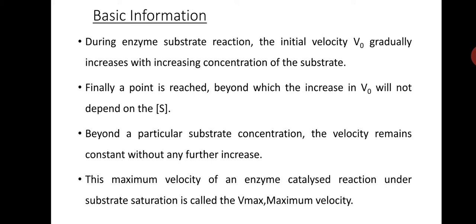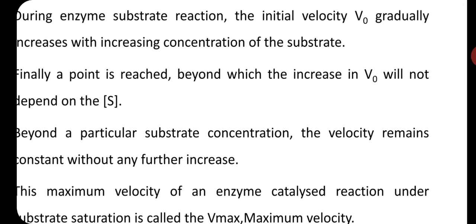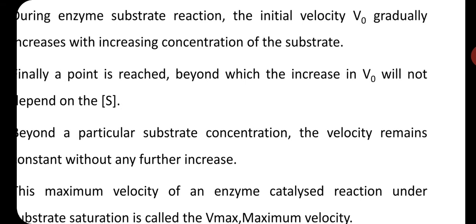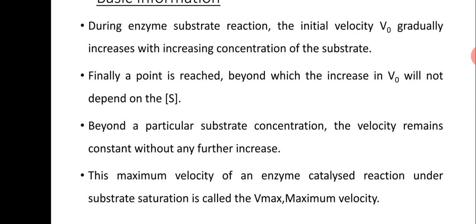So what happened is that when a reaction is proceeding, the substrate is being acted upon by the enzyme, and products are being formed. Initially, the velocity of the reaction is V null, or V zero, as written over here. It actually increases as the reaction proceeds. So when the concentration of substrate is increasing, the velocity of the reaction goes on increasing. It's a very simple concept. That is, enzyme molecules are getting more and more of the substrate, so the reaction rate is getting higher.